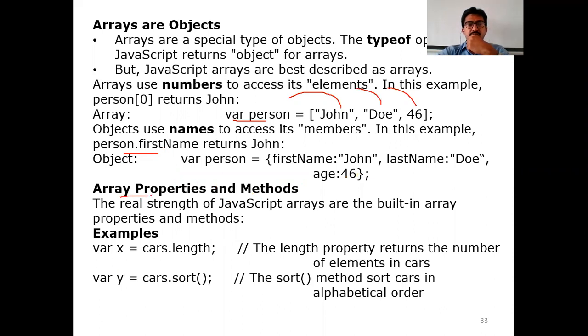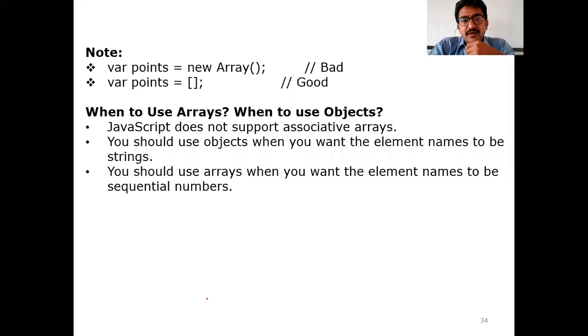Now, next is array properties and methods. Array properties: when you want to calculate the length of the array, cars dot length. When you want to sort an array, you can use cars dot sort. So these are some of the properties available. Properties, in the sense that we can directly call the functions over there. Like this, we can do it.